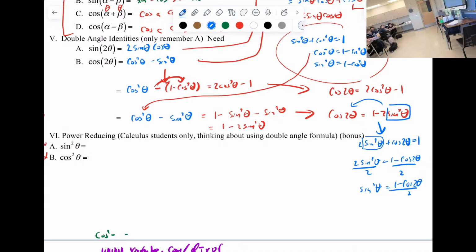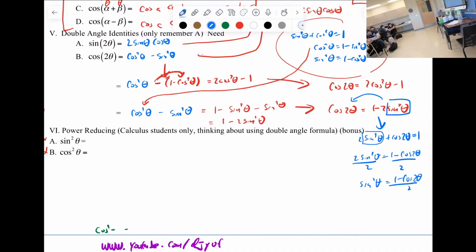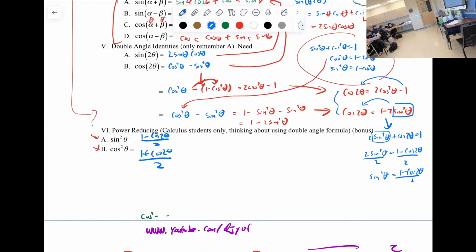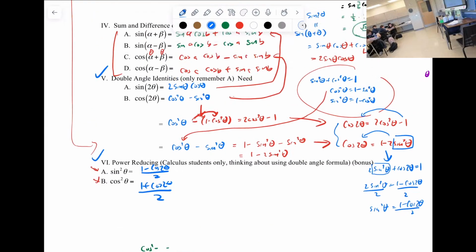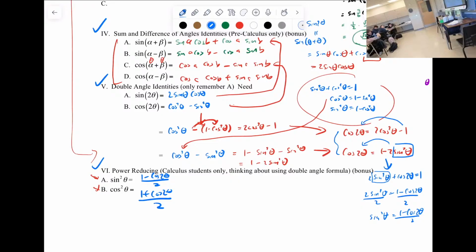It's not squared, it's 2. So here it's going to be 1 minus cosine of 2 theta, the whole thing over 2, not just the 1. So basically, I take this identity, I solve for sine squared, I solve for cosine squared. The other one's even easier because you just move the minus 1 to the other side, becomes plus 1. So it'll be 1 plus cosine 2 theta over 2. And we just finished power reducing. We finished double angle. We finished sum and difference.